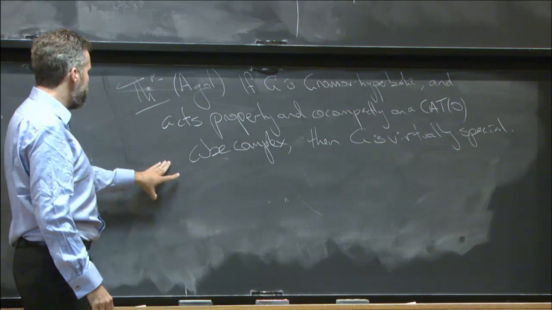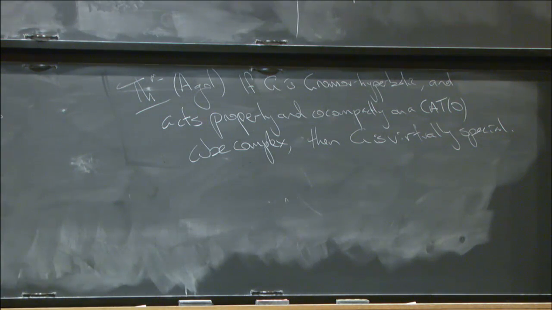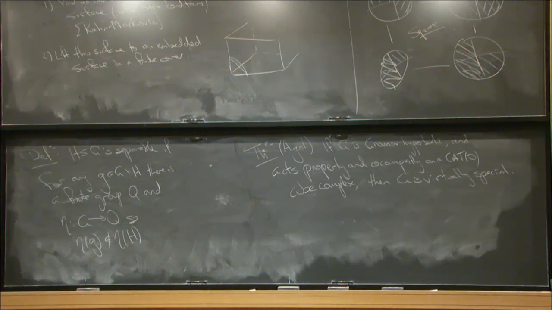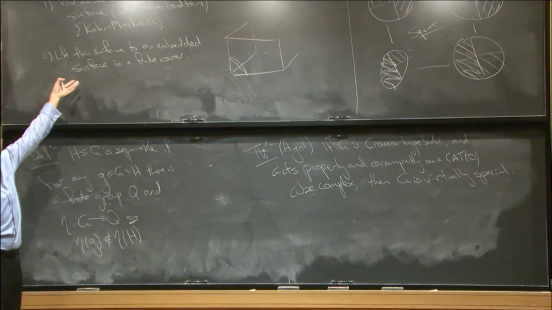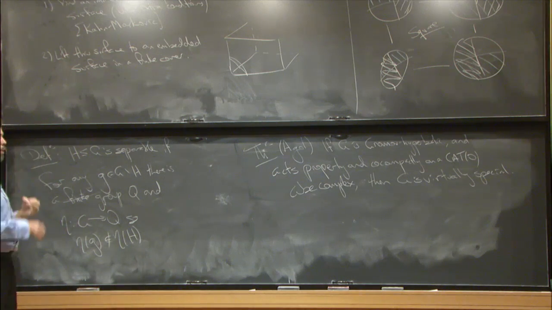So this is the final piece of that puzzle, that now it's virtually special, and Haglund and Wise tell you that all of the quasi-convex subgroups, in particular these surface subgroups, are separable, and so they can be immersed in a finite cover. Okay, so that's pretty much all I wanted to tell you.